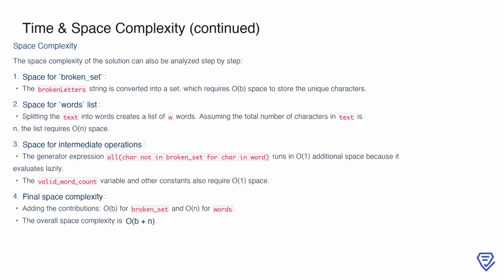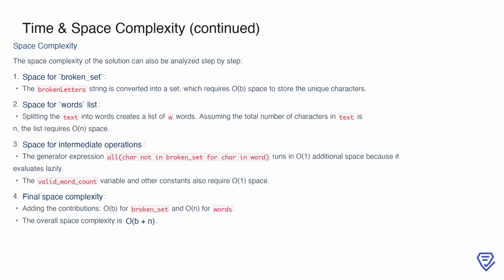Let's now analyze the space complexity of the solution. First, the broken_set requires space to store all the unique characters from the broken letters string. Since there are b characters in broken letters, this step uses O(b) space. Next, when the text string is split into words, a list is created to store these words. Assuming the total length of text is n, this list requires O(n) space.